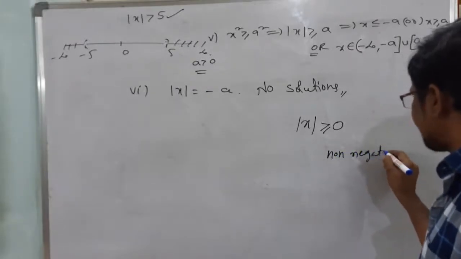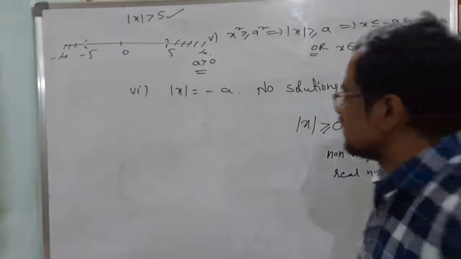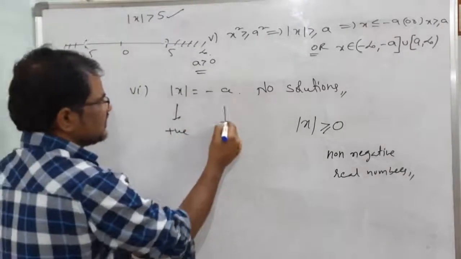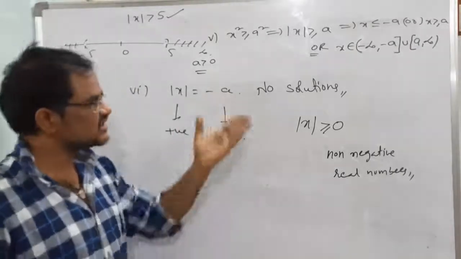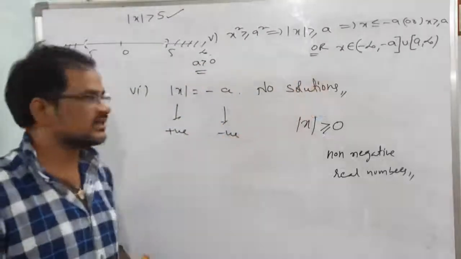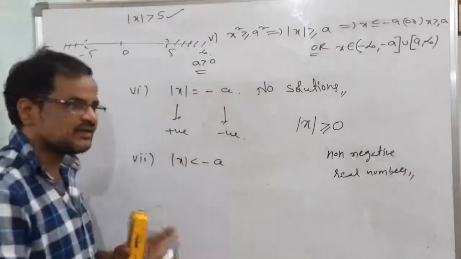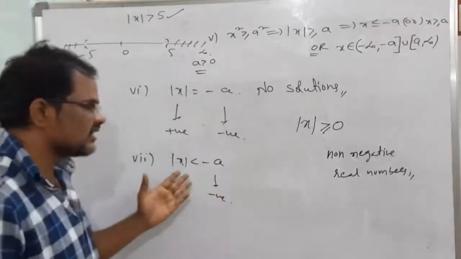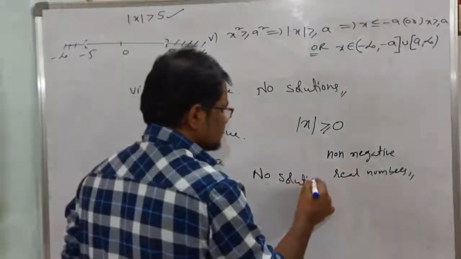Non-negative real numbers. Right? Means here, mod x is non-negative. Otherwise, if it is positive, here it is negative. A positive value is never equal to a negative value. So that's why this equation has no solution. Suppose like this they give mod x less than minus a. Here also same thing. This is a positive value, and this is a negative value. A positive value is never less than a negative value. So here also there are no solutions, right?